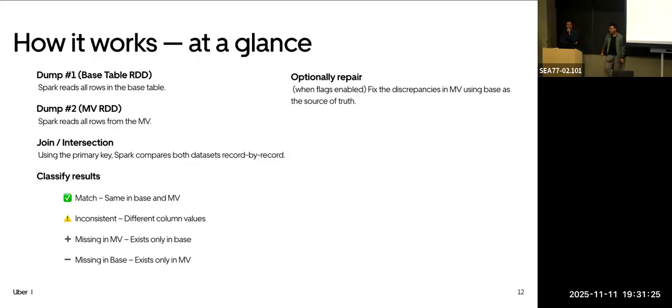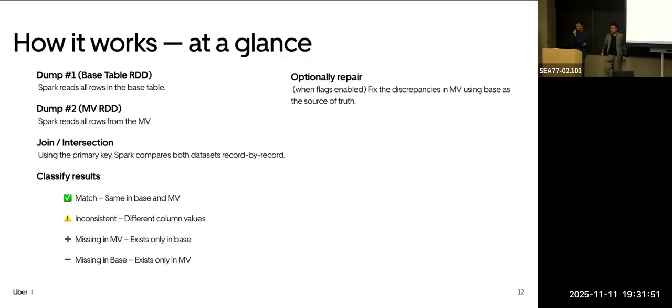So what it does at a high level is it uses the Cassandra Spark connector. It connects to the Cassandra cluster. It dumps base table data. It dumps the MV table data. Everything in Spark. Then it uses the Spark sharding. So both the tables will be sharded based on the primary key of MV.